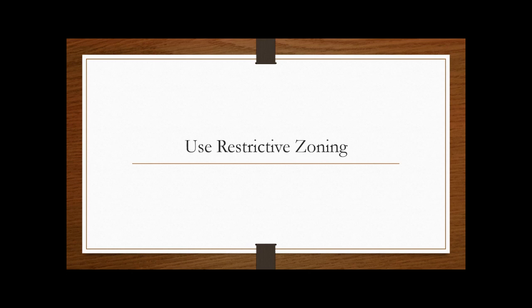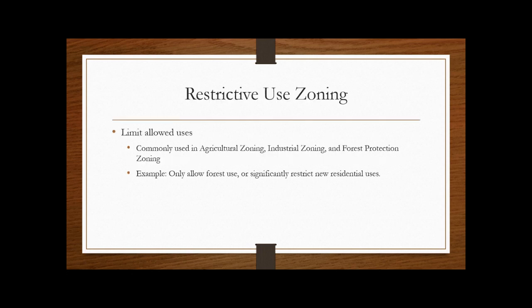So, use restrictive zoning or restrictive use zoning. This is a kind of zone that you can apply in particular areas that could either allow only very limited housing or no housing. Commonly, this is used in places where agriculture is a high priority, in an area designated for heavy industry, or in areas where forest production is a high priority. So it's not very common, but it is possible to have zones that don't allow or allow with significant restrictions a small number of new houses. So if there are areas where that's appropriate, it is possible.